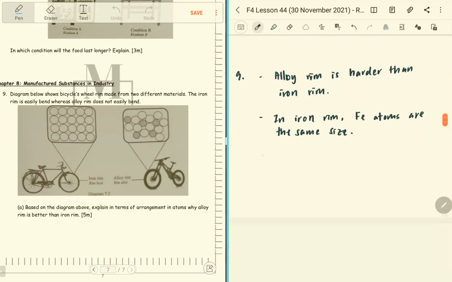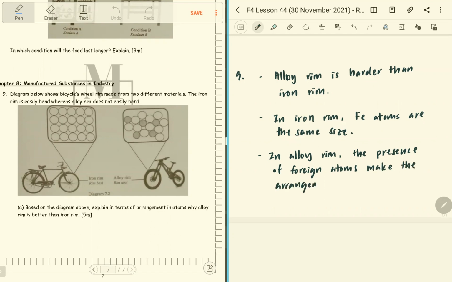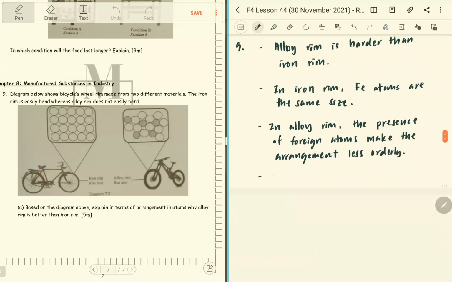Okay, in an alloy, the presence of foreign atoms makes the arrangement less orderly. Once you disrupt the orderly arrangement, the layers of atoms cannot slide over each other easily.